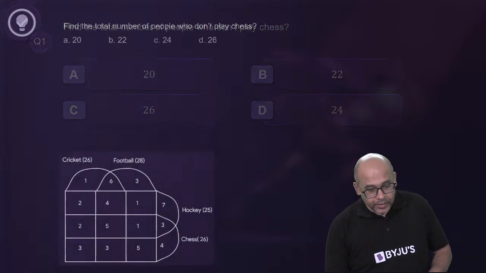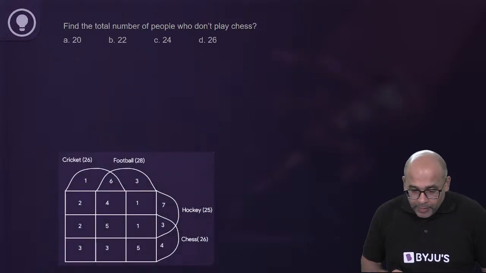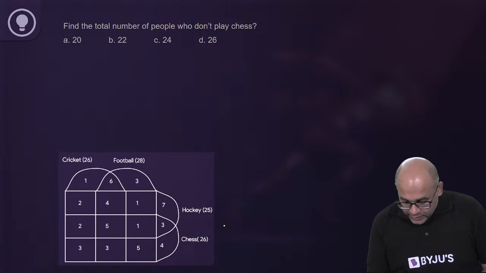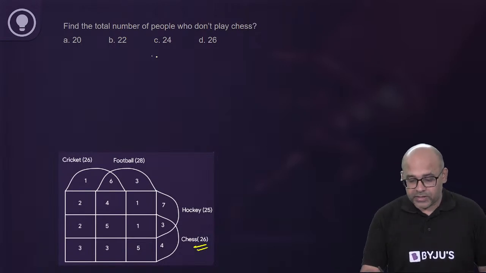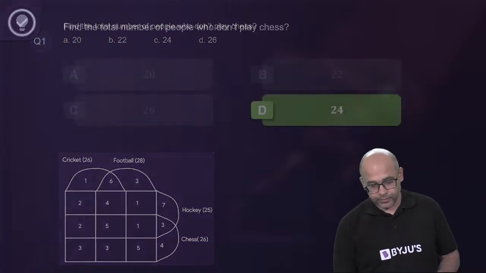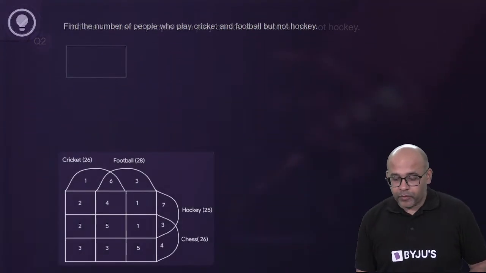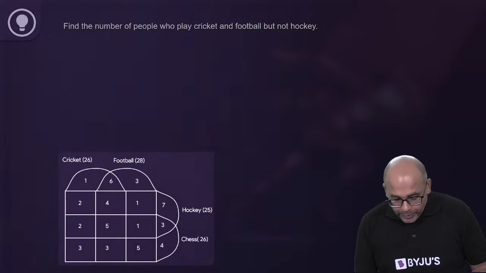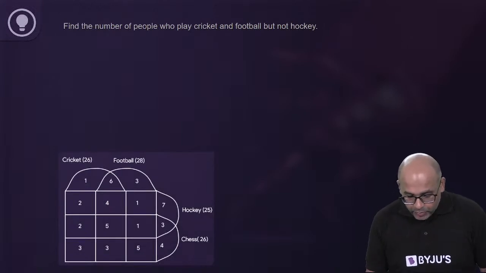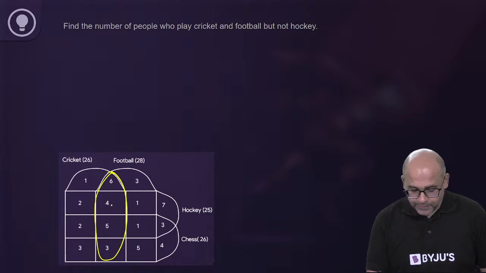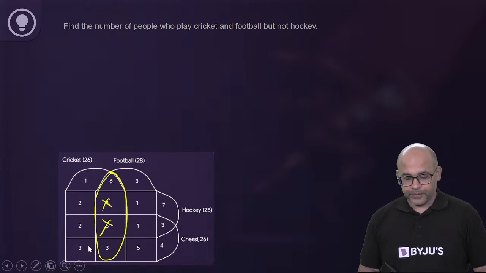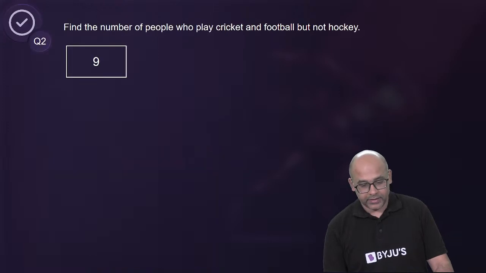Okay, so find the total number of people who don't play chess. So chess is how much? Chess is 26, so don't play chess is 24. Okay, next. Find the number of people who play cricket and football but not hockey. So cricket and football is this. In this, take out hockey. So 6 plus 3, 9.